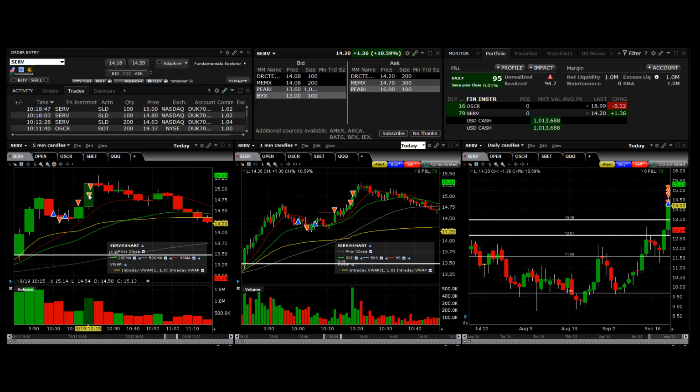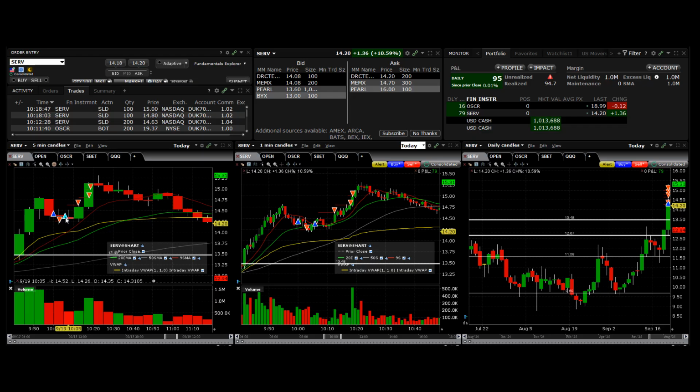That would have been a real ABCD, and then I may have been able to partial here and then maybe close out the rest of my position right here, possibly, or get stopped out on the way back down. But point being, a little aggressive paid off here.